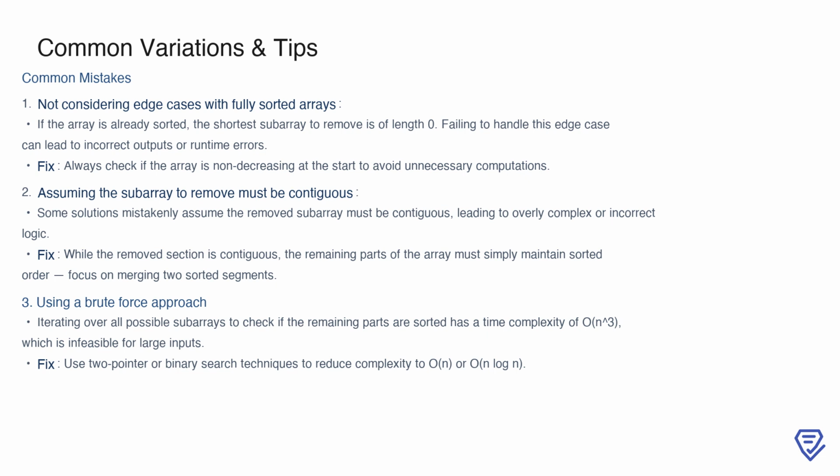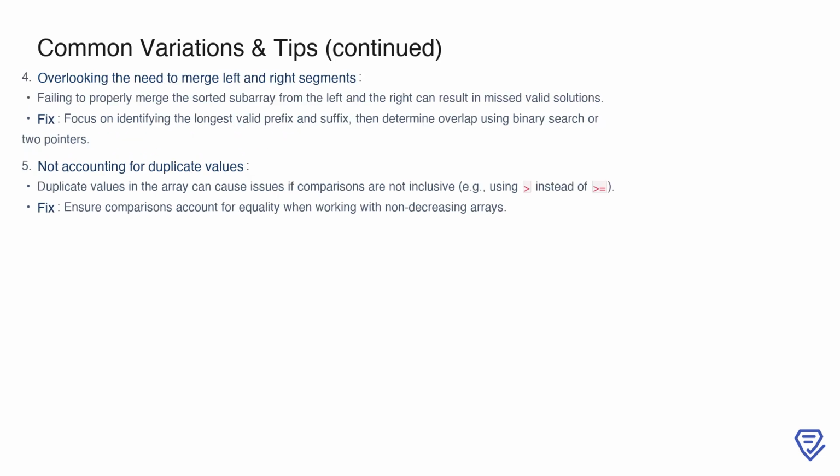Finally, a common pitfall is relying on a brute force approach, where you iterate over all possible subarrays to check if the remaining parts are sorted. This has a time complexity of O(n cubed), which is impractical for large inputs. A better strategy involves using techniques like two pointers or binary search to reduce the complexity to O(n), or O(n log n). Now, another crucial point is properly merging the left and right segments.